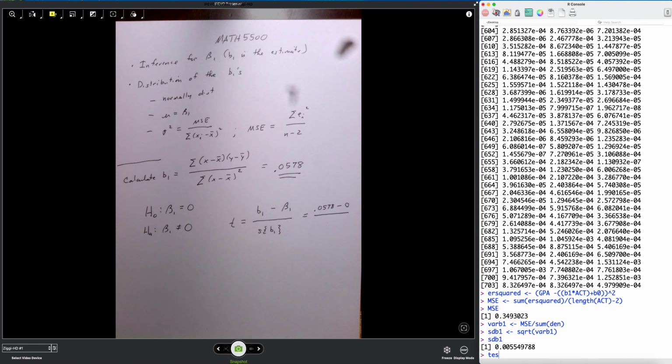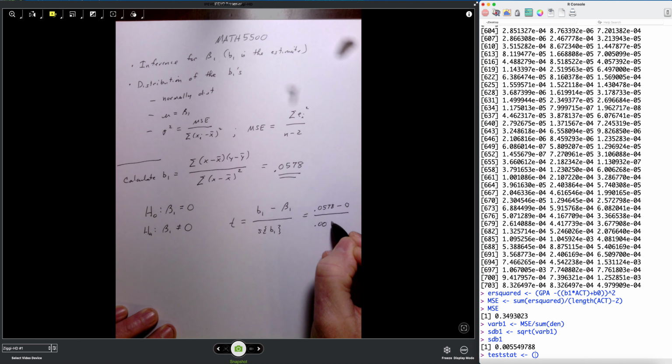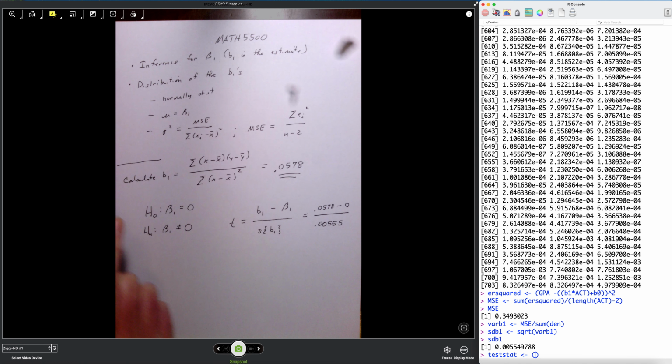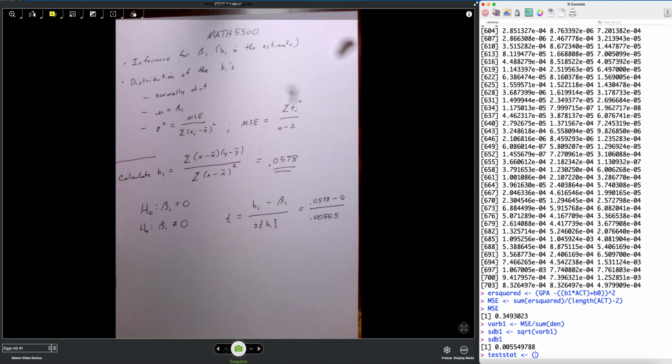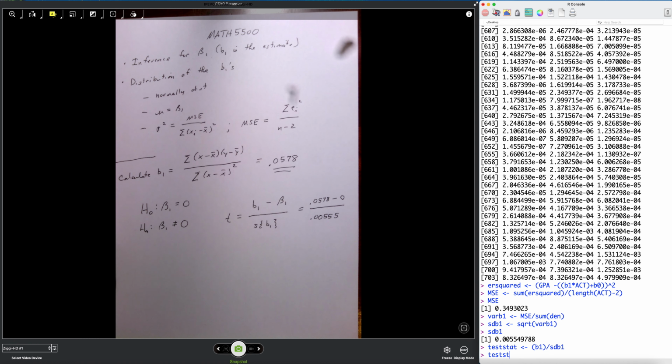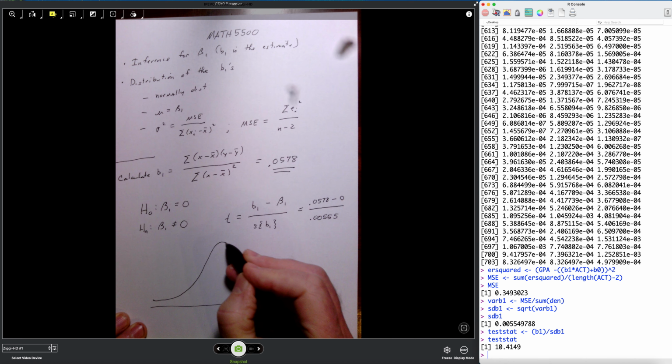So what I can do now is my test statistic. And again, it's the numerator. So I'm back to this point. The standard deviation for B1 was 0.00555. So my test statistic is going to be B1 divided by the standard deviation for B1. So the test statistic is 10.4149.